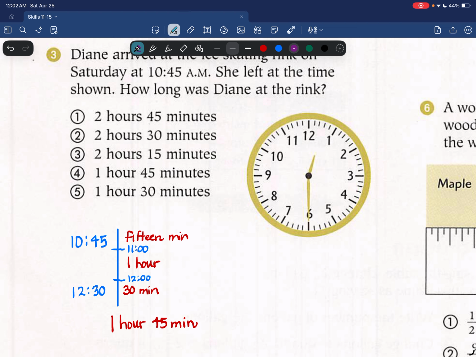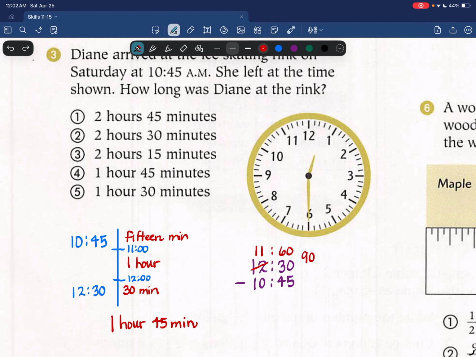Here's what I would do. I would take the 12:30 and I would subtract the 10:45. Now this is subtracting time. So I'm going to borrow an hour from here. That's 60 minutes that I will put right here. So this becomes 90 minutes.